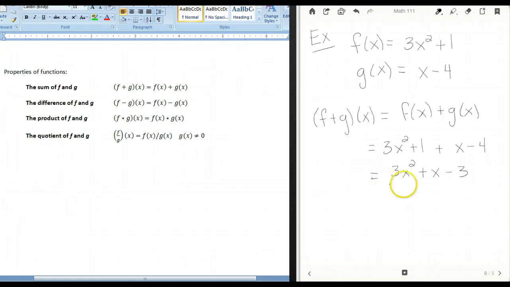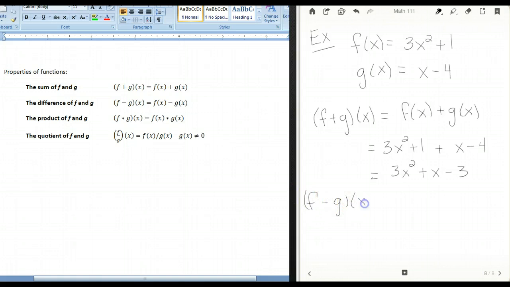And that's a new function. Notice that that's the function f plus g of x. So adding two functions results in another function. That's the whole point: we can do operations on functions, add, subtract, multiply, and divide them, and we get a new function. So let's try subtracting them.